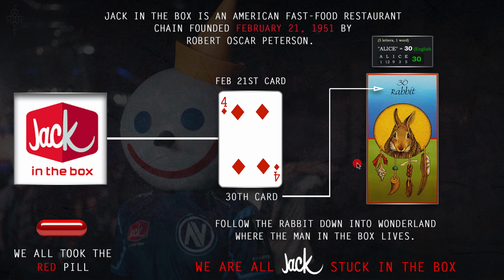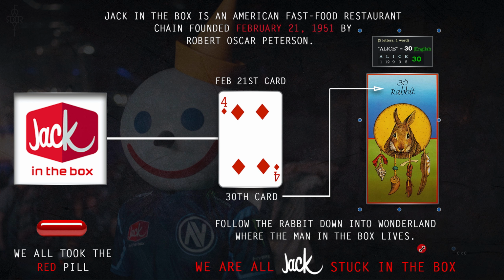We're just getting started. I'm just going to quickly throw this in here because I'm going to be coming out with this decode. Jack in the Box is tied to Alice in Wonderland. The founder of Jack in the Box, Robert Oscar Peterson, his birthday was on February 21st, 1951. Well, the February 21st card in the Cards of Illumination is the 4 of Diamonds card, folks. That is the 30th card in the deck, which is tied to the rabbit. And Alice went down the hole to catch the white rabbit. Follow the white rabbit down into Wonderland, where the Jack in the Box lives.